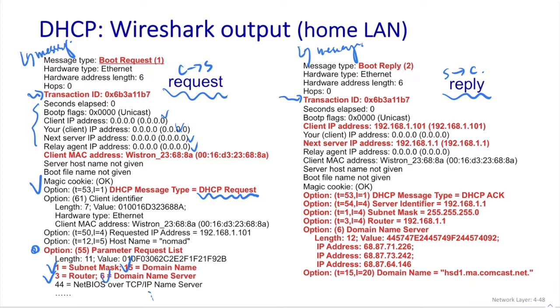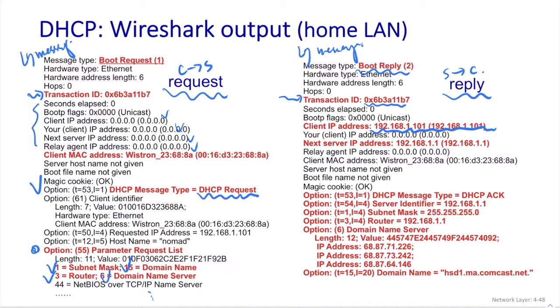If the server knows the answers, at the right hand side, when the server replies, again it uses broadcast. So it is a broadcast message, and its message type is boot reply. The server should use exactly the same transaction ID, so that the client knows that this is the response to its question. So that means the client can use 192.168.1.101 as its IP address.